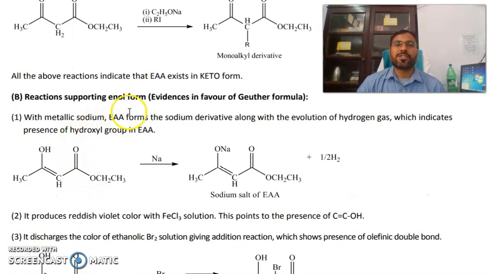Now, the reactions supporting the enol form, evidence in favor of Geuther's formula. With metallic sodium, ethyl acetoacetate forms the sodium derivative along with the evolution of hydrogen gas, which indicates the presence of a hydroxyl group in ethyl acetoacetate. You can see. Second evidence, it produces a reddish violet color with ferric chloride solution, and this points to the presence of C=C-OH.